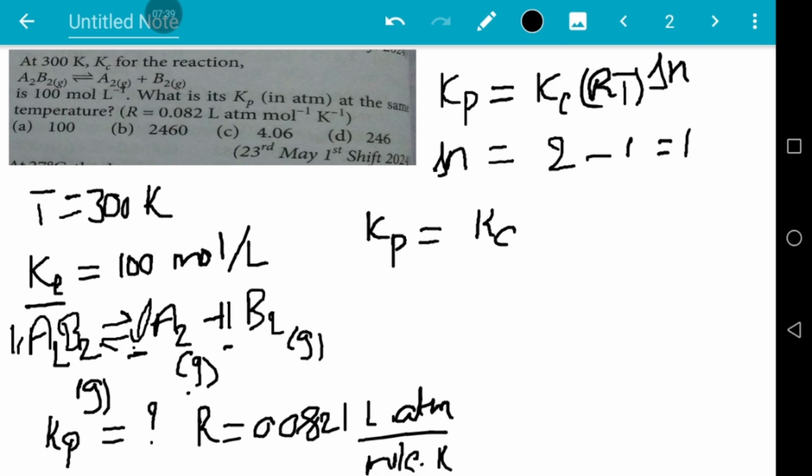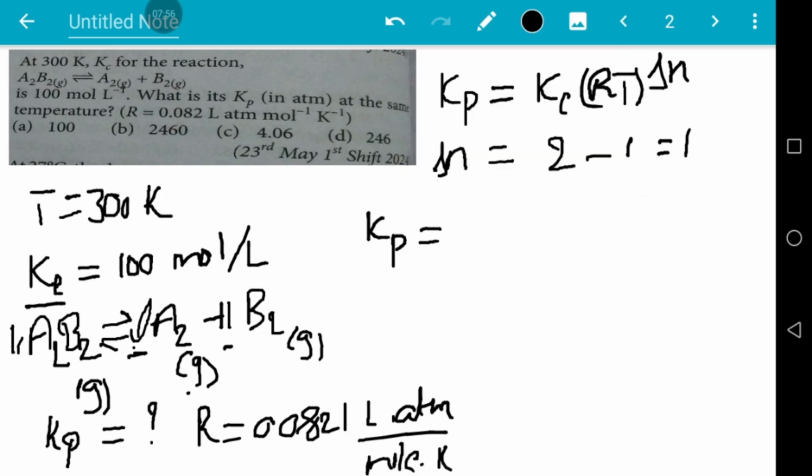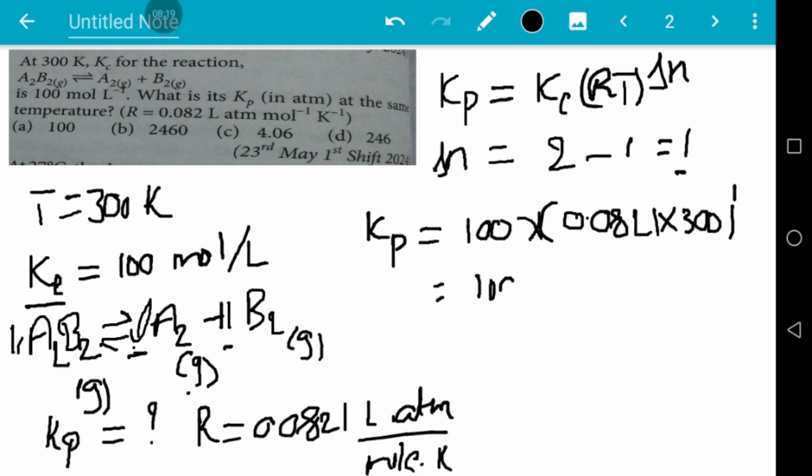Kp equals Kc into RT power delta n. The Kc value is 100 mole per liter, and the R value is 0.0821, into the temperature of 300 Kelvin, power delta n. The delta n value we got is 1, so substitute 1.